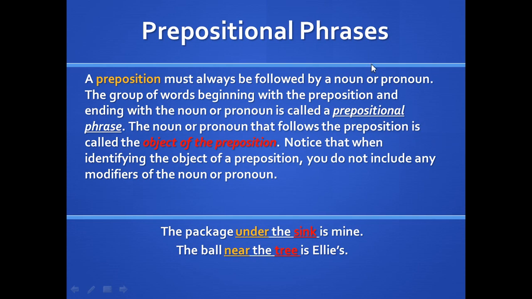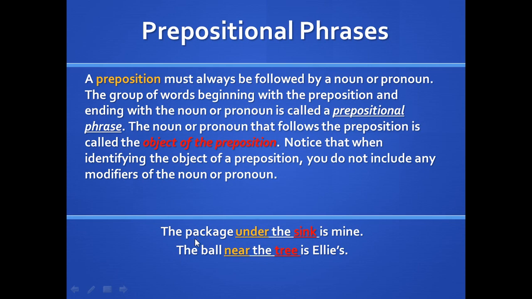The noun or pronoun that follows the preposition is called the object of the preposition. So what comes after the preposition is the object of the preposition. Notice that when identifying the object of the preposition, which is the noun or the pronoun that came after the preposition, you do not include any other modifiers. What are the modifiers? Modifiers like adjectives or articles, a, an, and the.